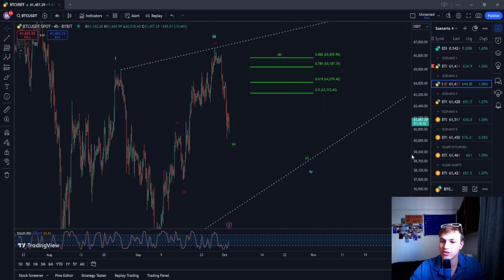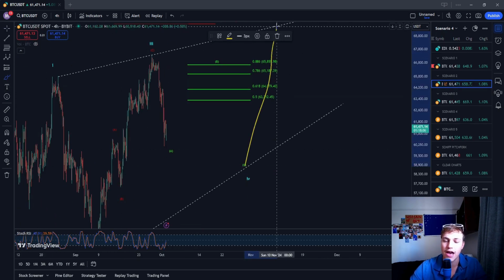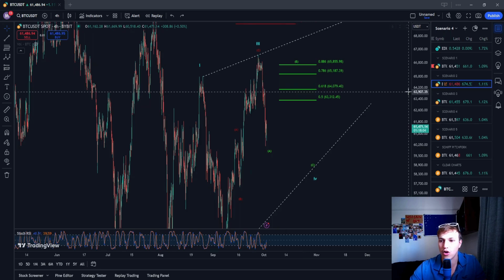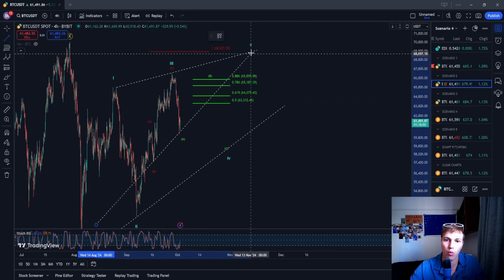Then we should reject off this trend line here, targeting that upper trend line, and then following that we should get a larger degree wave 2. This being an entire wave 1.